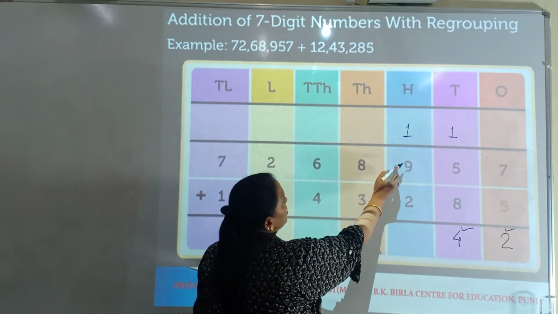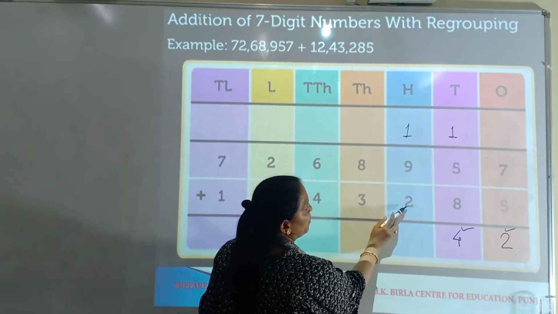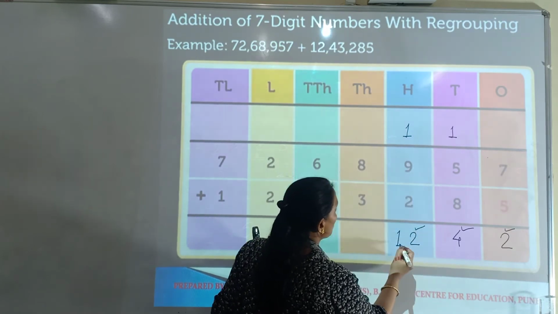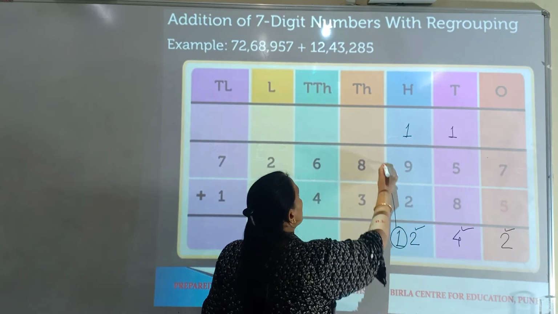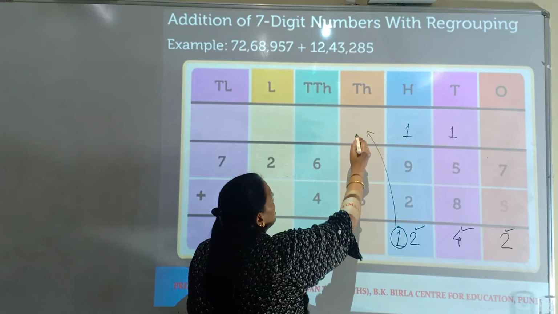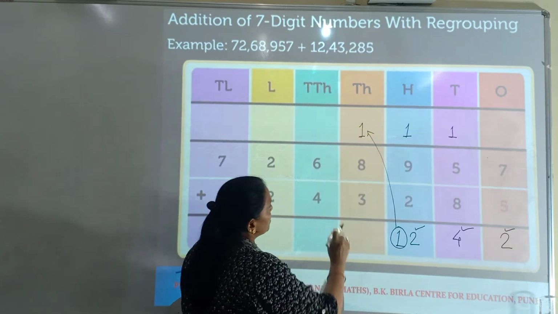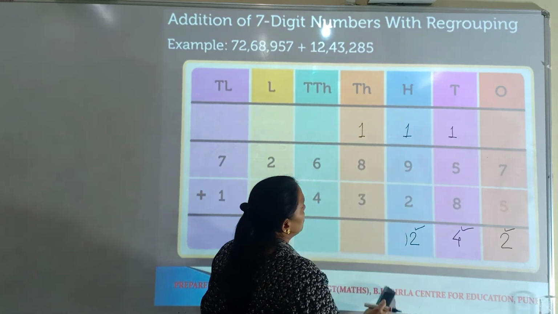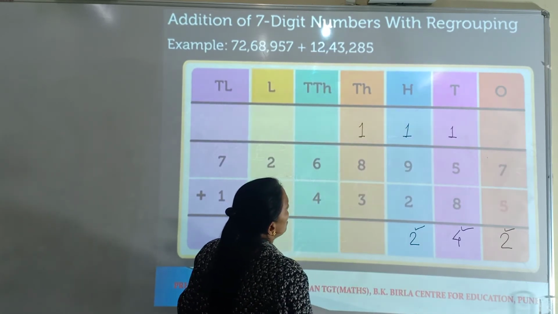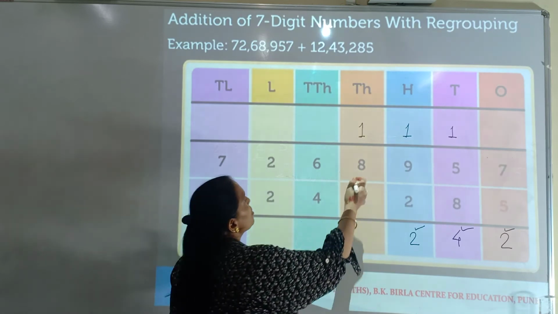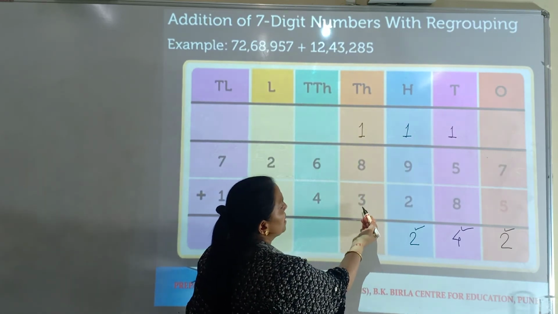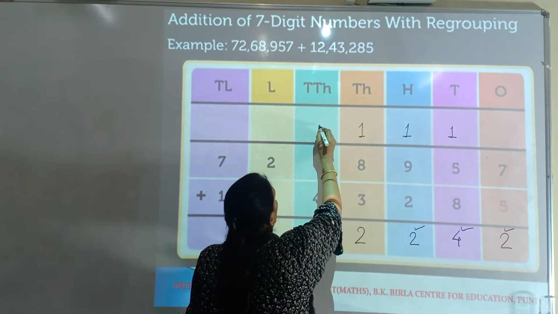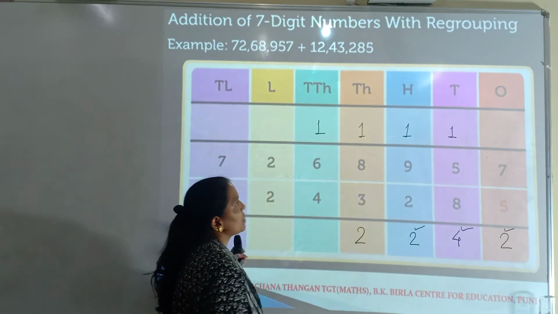Next is 1 plus 9 is 10, 10 plus 2 is 12. 2 keep it here and this 1 also carry forward to the thousands place. After that there is 1 plus 8 is 9, 9 plus 3 is 12. So 2 is here and this 1 you write in the ten thousands place.